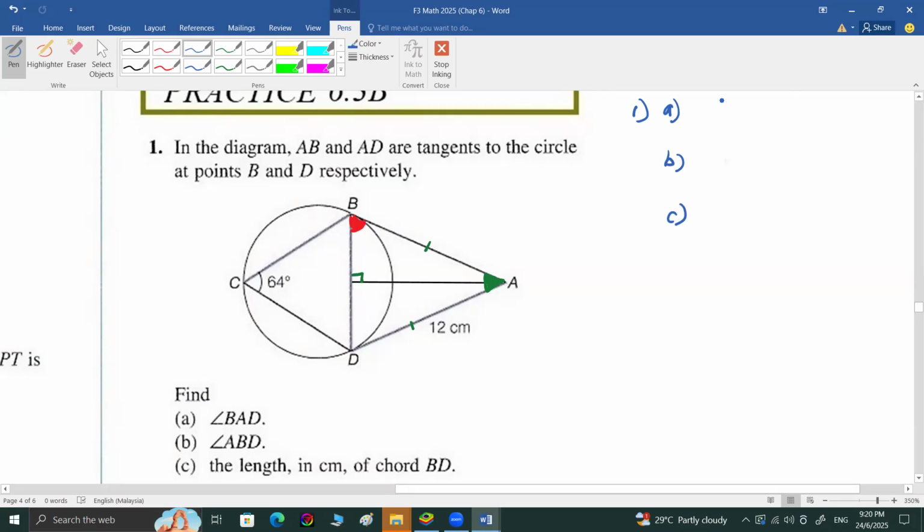DTA how much? 116. 116, okay. BAD, 116. Okay, next. 32, okay. Next. What about C?